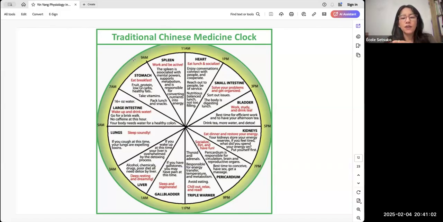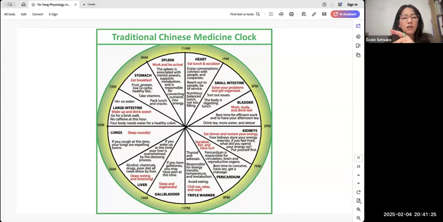So between 9 to 11 p.m. is actually the time that we get the most restorative rest. That's the yin time. Okay, and after that, 11 p.m., we should be sleeping, helping to regenerate, and the liver, the same thing. Deep resting, dreaming, sleeping through the night.